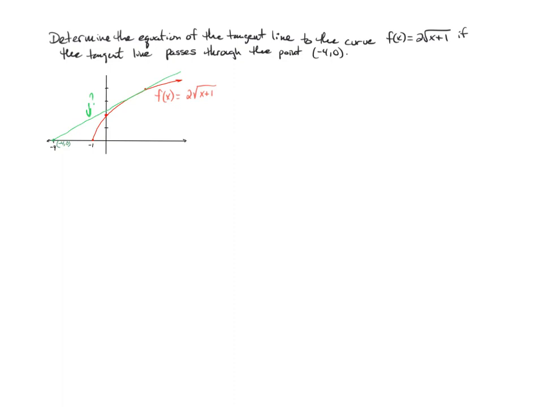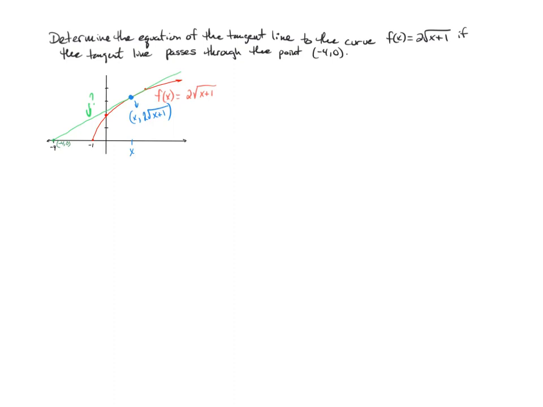We know that the green line and the red curve are concurrent, or in other words, they crash into each other at some point right there. It'd be really nice to know what that point is, and that's going to be the key to this problem. We're going to recognize that that point has some x value, so we'll call it x, and its y value would simply be whatever the y value of that function is, which in this case is 2 times the root of x plus 1.